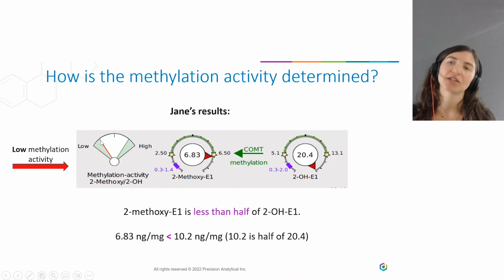I usually like to see this red dial pointing straight up or to the right. So I would want her number to be at least 10.2 for 2-methoxy-E1. So she's not moving enough estrogen from the 2-hydroxyestrone form, phase 1, over to the 2-methoxy-E1 form, phase 2.